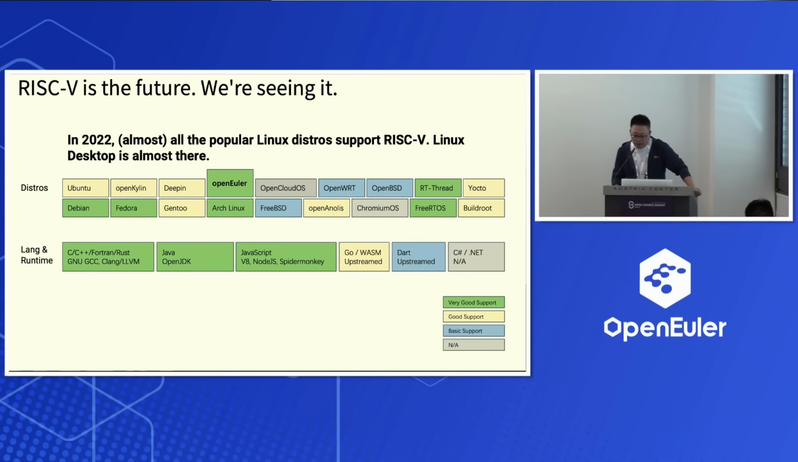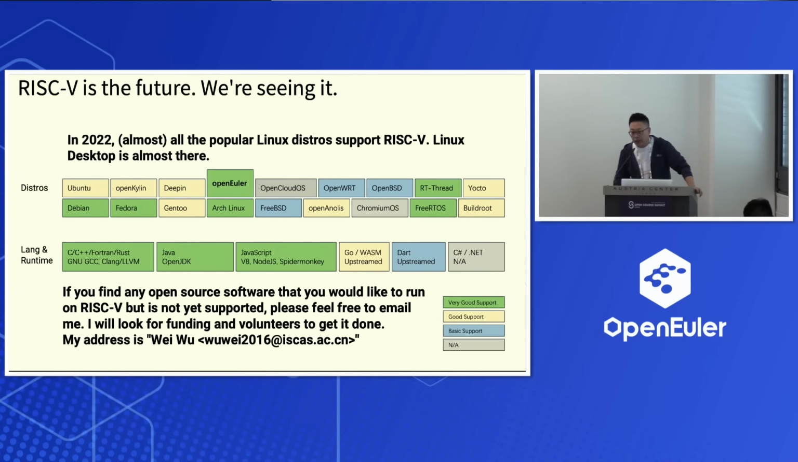It's still in progress, and we see that openEuler has very good support. I will explain later. So it's an ambitious goal. If you want any software to run on RISC-V and the software is not supported yet, like OpenHPC, I will give it support. I will reach out to companies and try to get them to donate some machines to the community, and try to get all the open source software working.